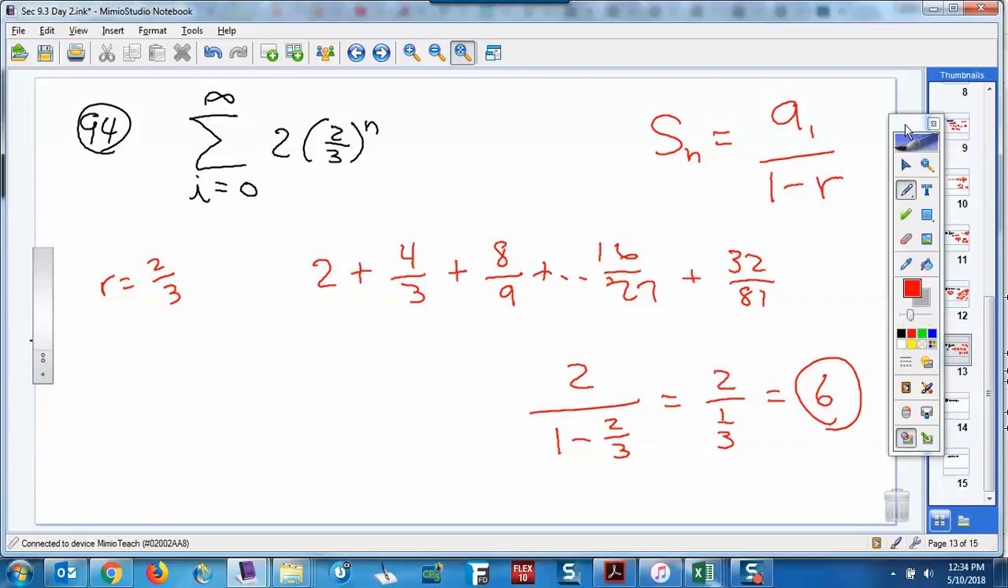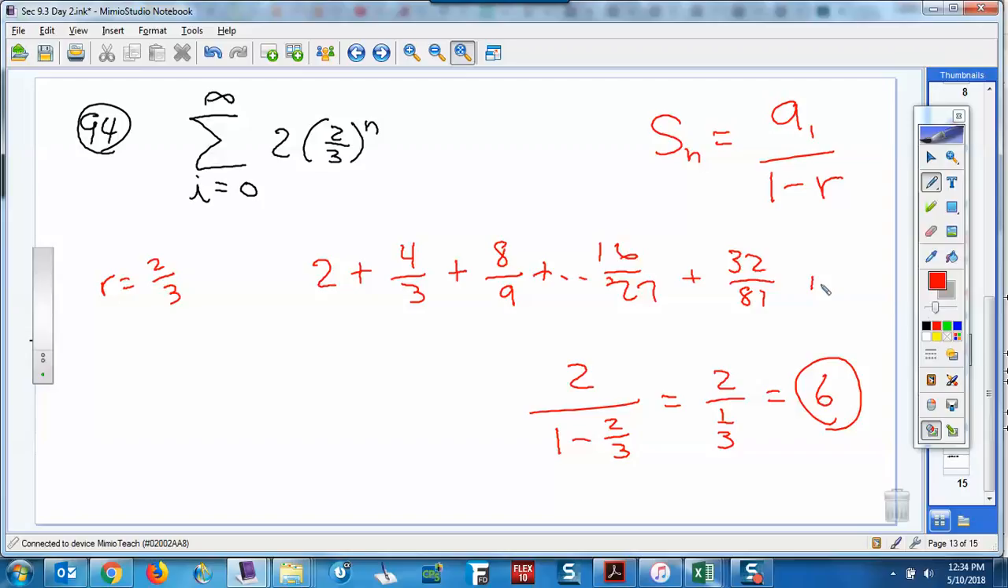Are we at 5 yet? Yeah. We're over 5. And the next one will be 64 over 243. What are we at? 5.47. So you can see what's happening. It's going up, but by smaller and smaller amounts. Let's do one more. So that'd be 128 over, help me out here, 6, 7, 29.